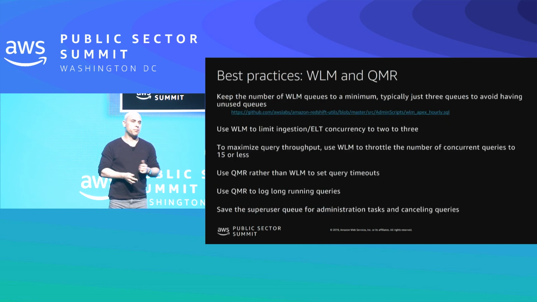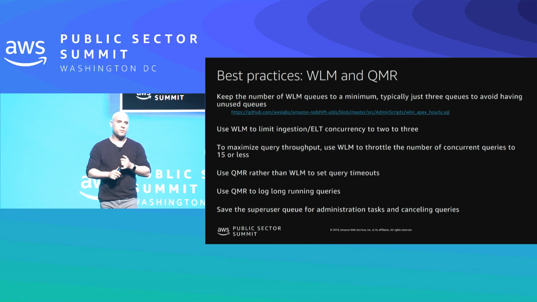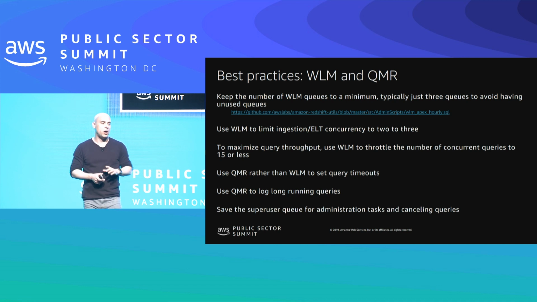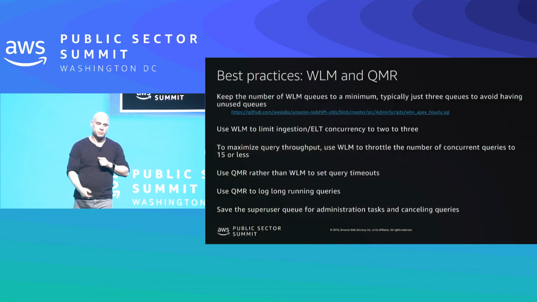So just to recap the best practices for WLM, keep the number of queues you have to a minimum. Don't try and set up like 6 queues, things like that. What ends up happening is you don't use them all. Use WLM to limit your ingestion, usually to 2 or 3 is a good rule of thumb. Keep your WLM limited to about 15. And I mentioned the long-running queries already and usage of the super user queue.